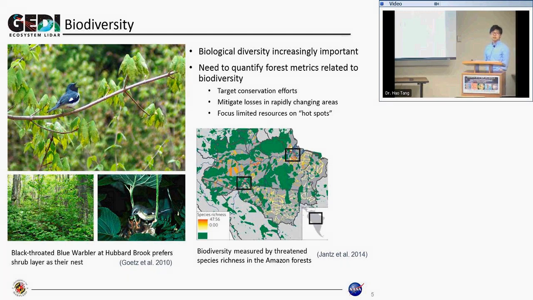This echoes the classical study done by MacArthur in the 1970s, saying the vertical stratification of forests matters in biodiversity studies. And creating a quantification of vertical structure globally can really help us target our conservation efforts and get losses in, you know, rapidly changing areas and focus our limited resources just on the hot areas.